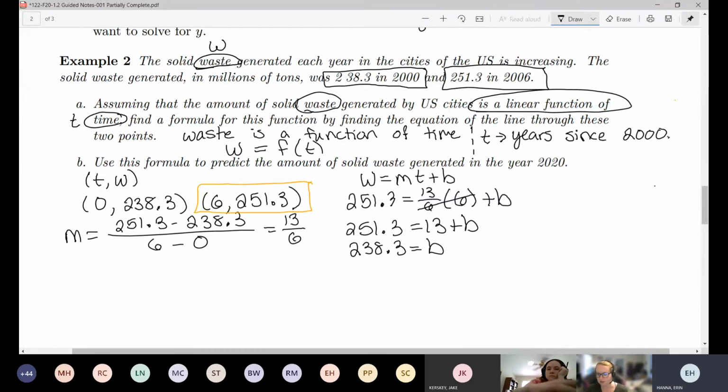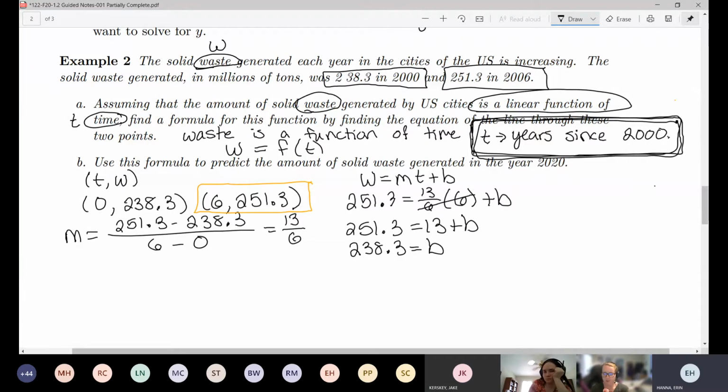And then we've got one last thing, but Jake, what's up? How do you know that the first point is 0 as opposed to just making the t-value 2000? So I'm doing something that's very common and saying I don't like large numbers, so I'm going to let t be equal to years since 2000. Since I'm making that declaration, 2000 is 0 years since 2000, so I can use 0.